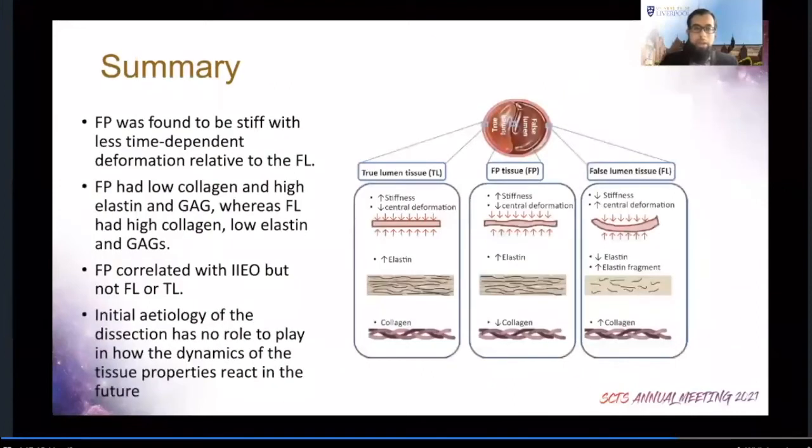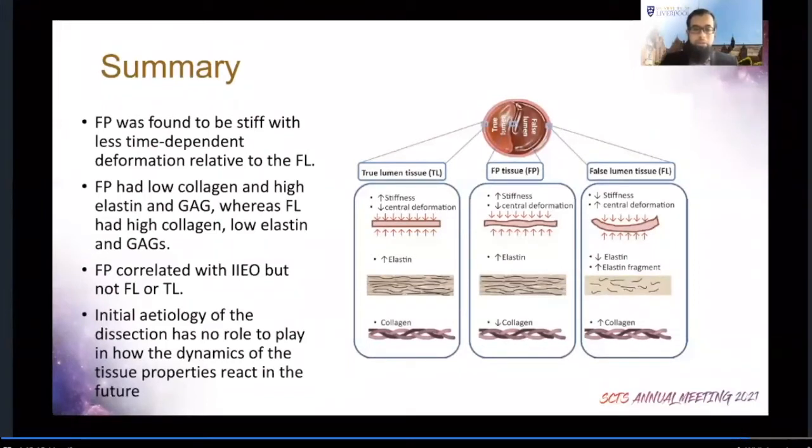So in summary, we found that the flap is a stiff tissue and has less time-dependent deformation relative to the false lumen and the true lumen outer wall. And this could be correlated with the biochemical properties and also the histology. And only the flap correlated with that time period from the initial dissection to the elective surgery.